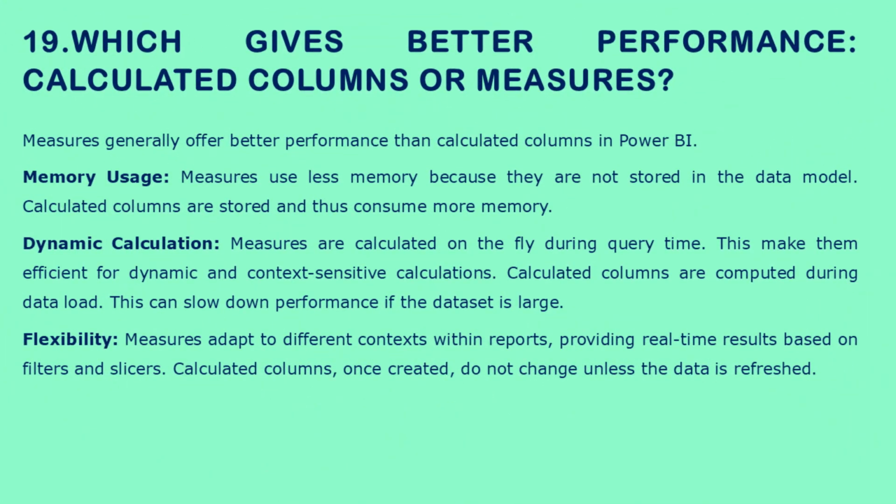Which gives better performance, calculated columns or measures? Measures generally offer better performance than calculated columns in Power BI. Memory usage: measures use less memory because they are not stored in the data model. Calculated columns are stored and thus consume more memory. Dynamic calculation: measures are calculated on the fly during query time. This makes them efficient for dynamic and context-sensitive calculations.